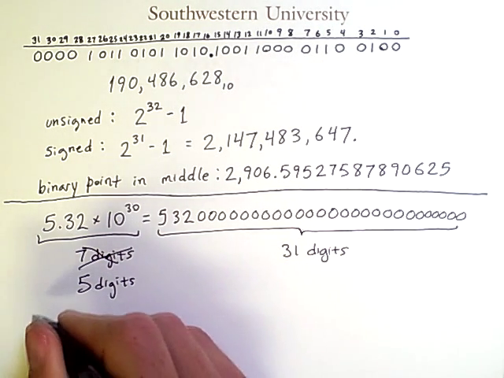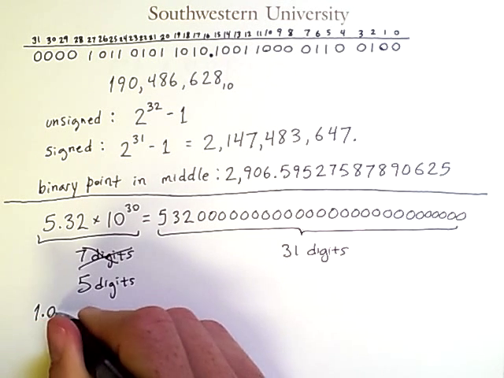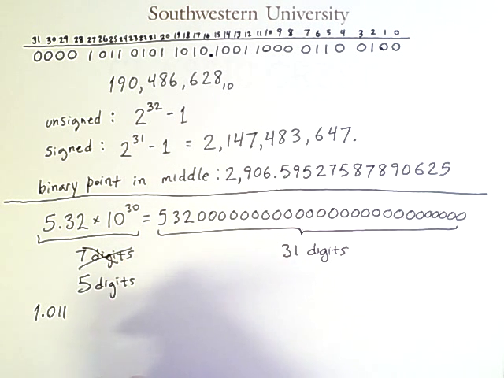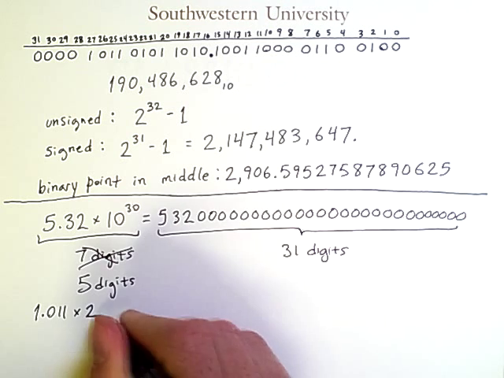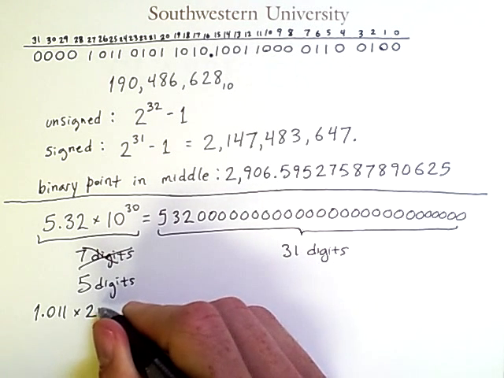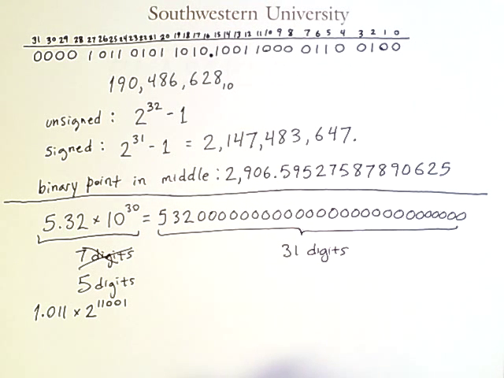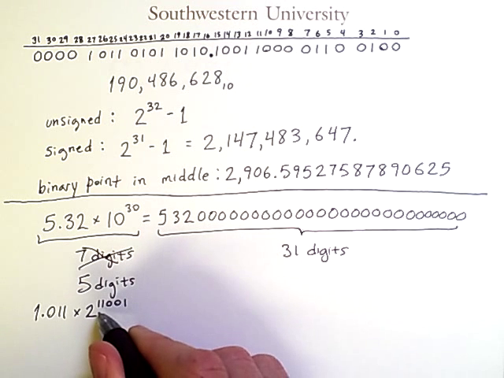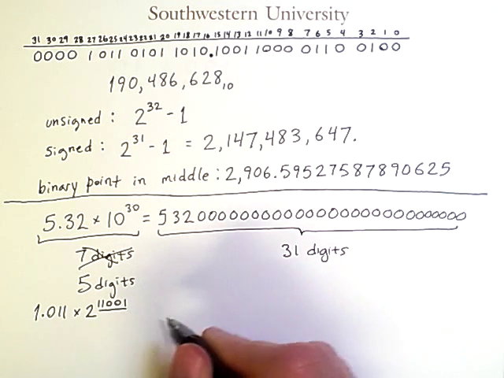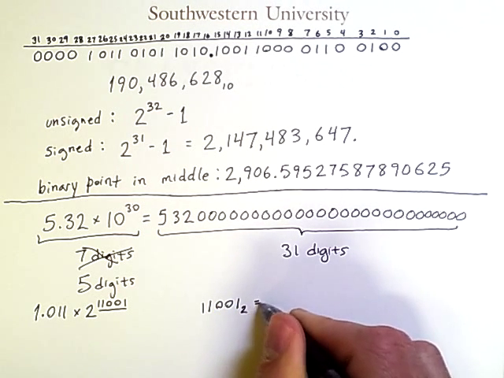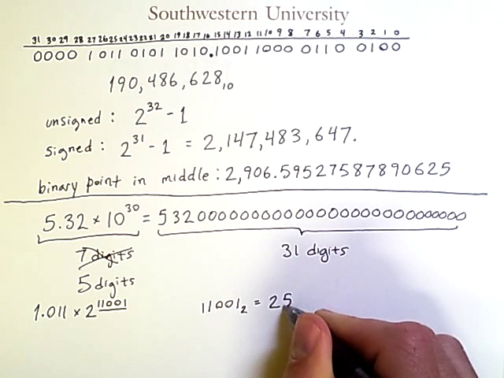We can take, for example, 1.011, but instead of multiplying it by 10 raised to some power, I would multiply it by 2 raised to some binary number, like 11001. Now here, we can interpret this number in binary, and we first need to know that this number here, 11001 base 2, is 25 base 10.